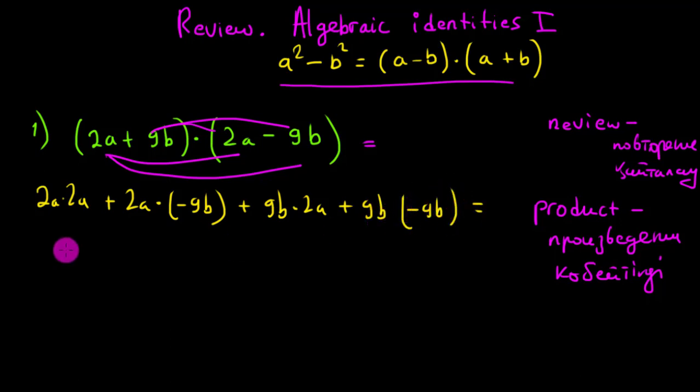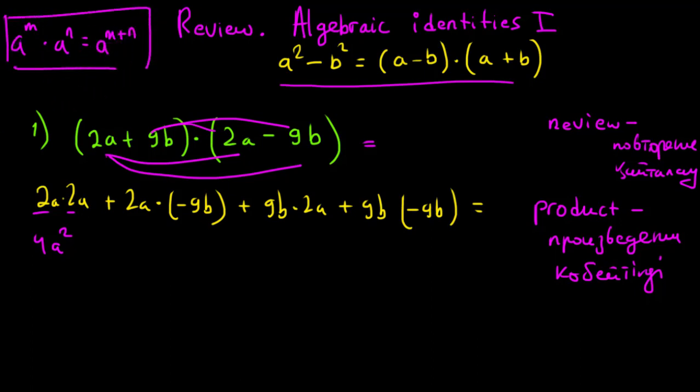Okay, what will you have here? You multiply just the numbers, so you have 4, and then the letters: a to a, it will be a squared, because we know this formula: a to the power of m times a to the power of n is a to the power of m plus n. Okay, so this is the most important formula, the rule of powers.